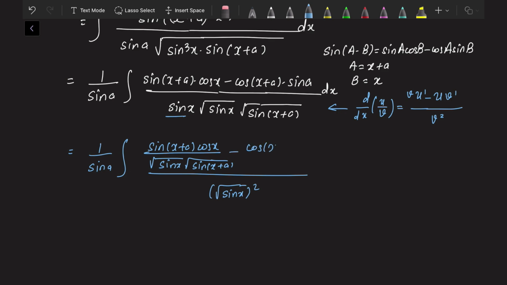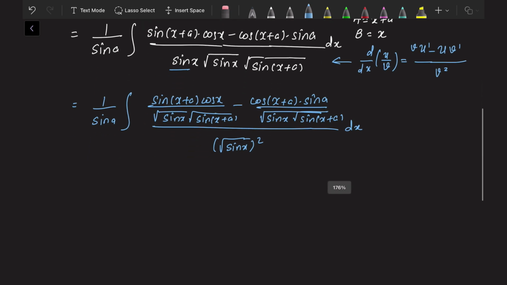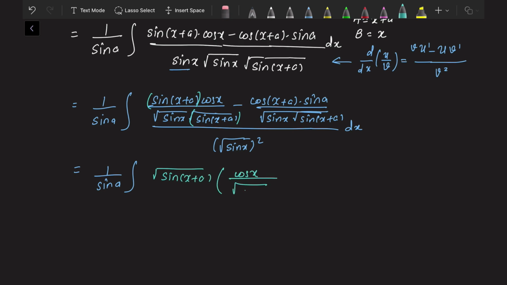Now minus, we will have cos of x plus a into sine x, and in the division we will have the root of sine x and again the root of sine of x plus a, dx, with 1 upon sine a as it is outside the integration. Now look carefully. Here we have sine of x plus a in the numerator and the root of sine of x plus a in the denominator. So overall the result would come out to be the square root of sine of x plus a, multiplied with cos x upon the square root of sine x.